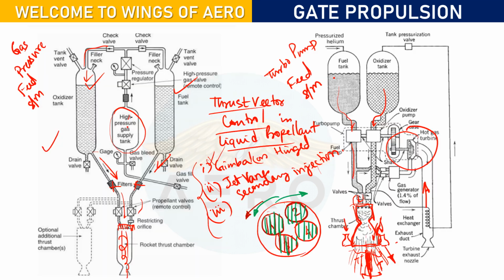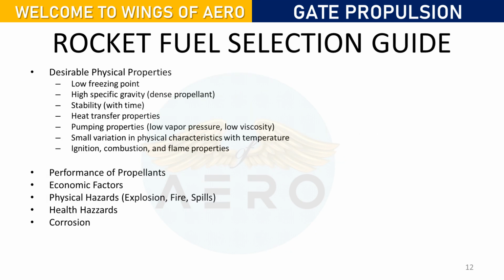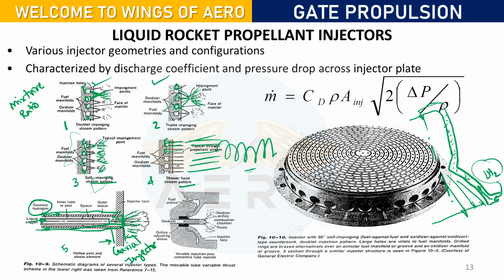There are a few more things. So let me come here and discuss something about the types of injectors today. As I've said before, there are different types of injectors: double impinging stream pattern, triple impinging stream pattern, self impinging, shower head, then the coaxial injector, variable injector, and concentric tube injector.